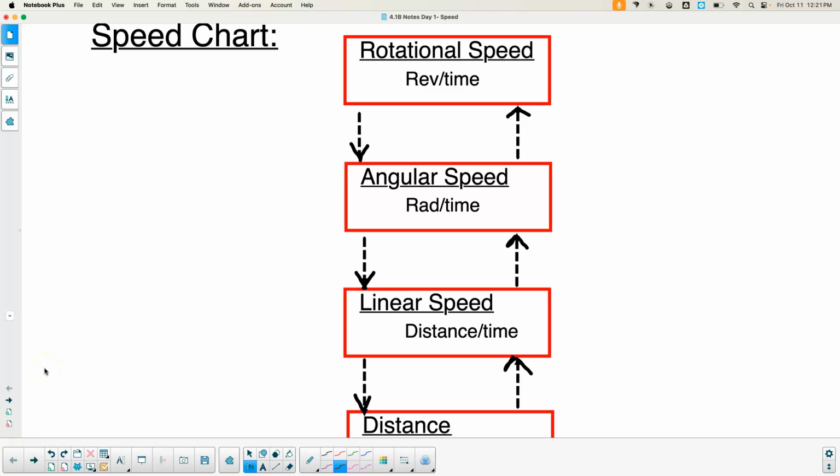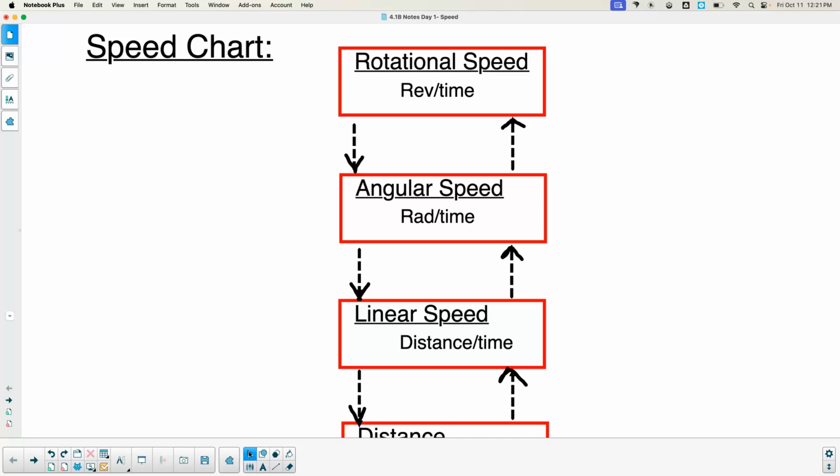So you are in your notebooks today. We're going to talk about this. We call this the speed chart. Okay? We're going to work through the speed chart because this is the start of the trig with rotational things, rotating and putting things into a circle. Okay? So the first speed that's out there is rotational speed.